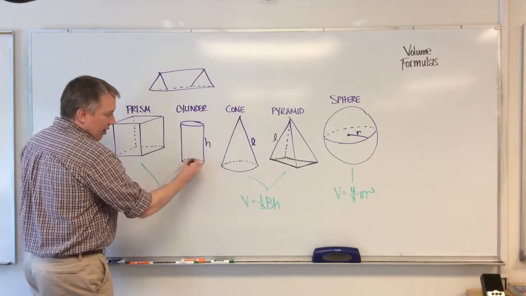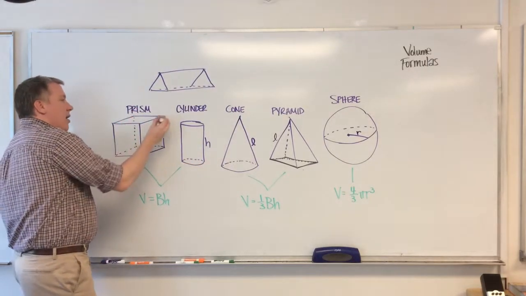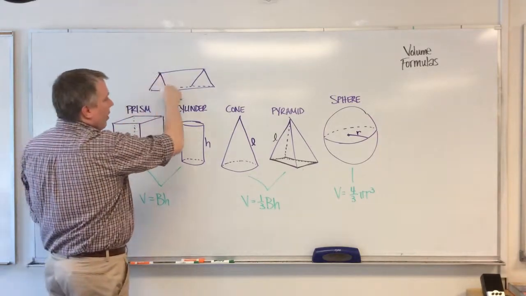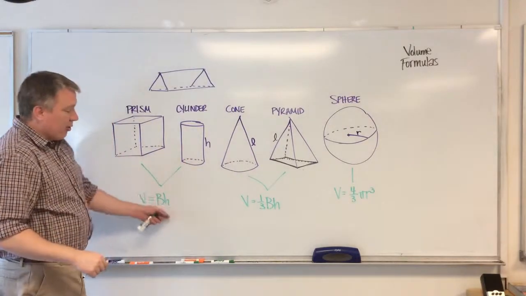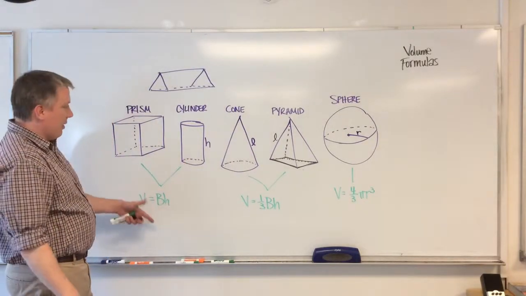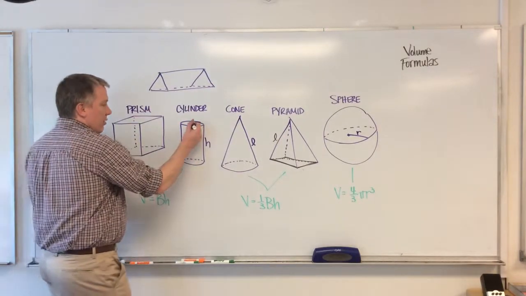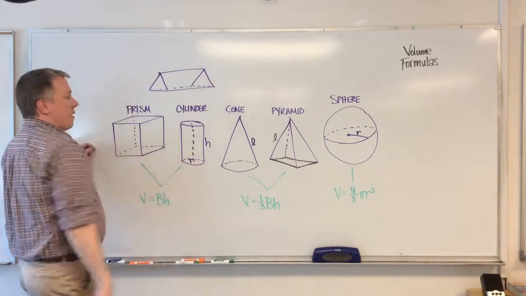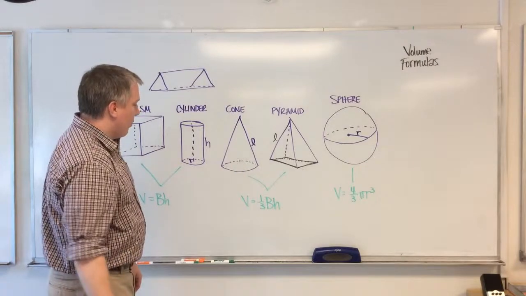So in this case, the area of a circle is pi r squared. In this case, the area of a rectangle is base times height. In this case, it's 1/2 base times height. So you find the area of the base, and then you multiply it by the height, the perpendicular height from one base to the other. So in this case, you would measure perpendicularly from one base to the other. And if it was slanted, you would still measure perpendicular as well.